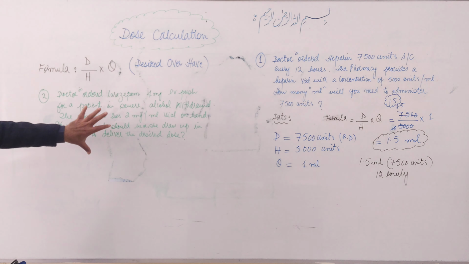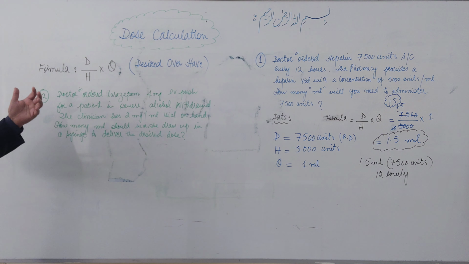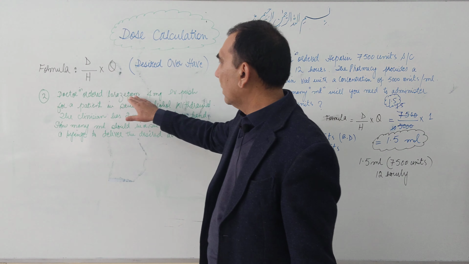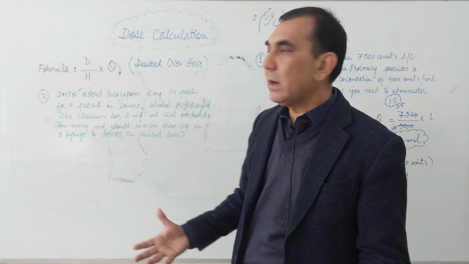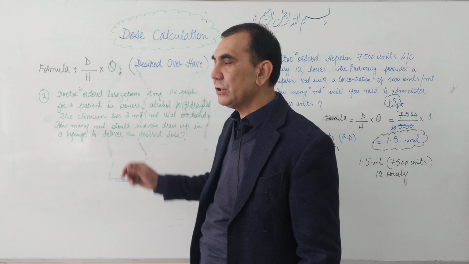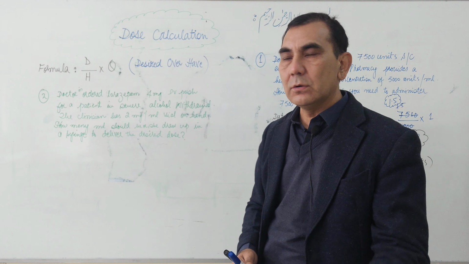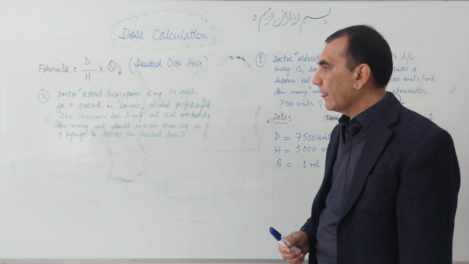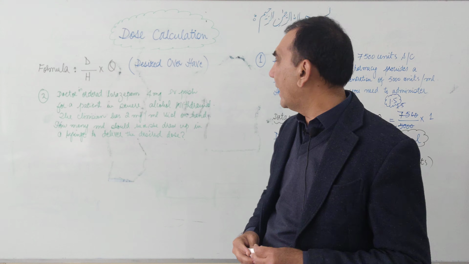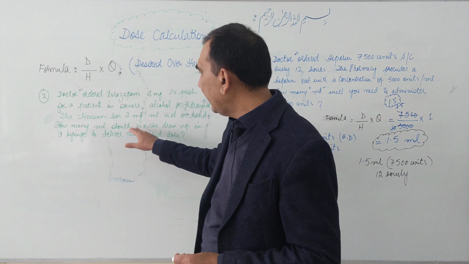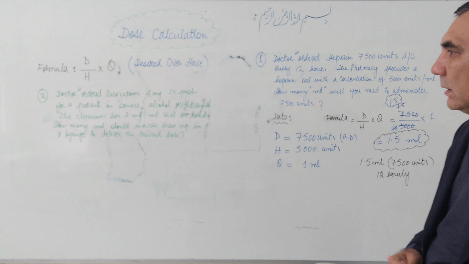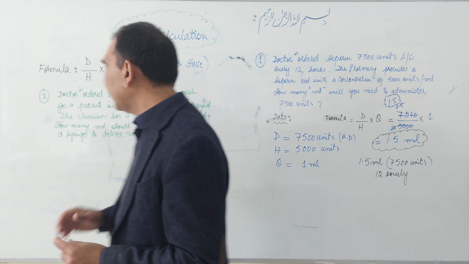Now we will solve another numerical. In the second numerical, the doctor has ordered lorazepam 4 milligrams IV push for a patient in severe alcohol withdrawal syndrome. The clinician has a 2 milligrams per ml vial on hand. How many ml should he or she withdraw in a syringe to deliver the desired dose?